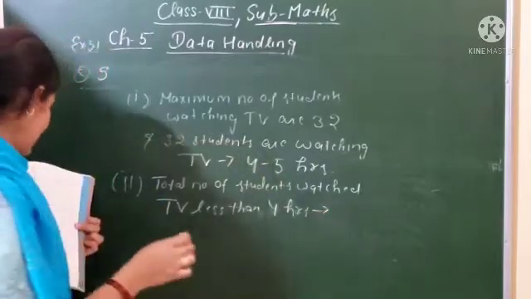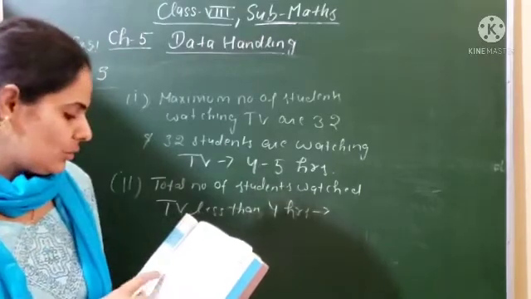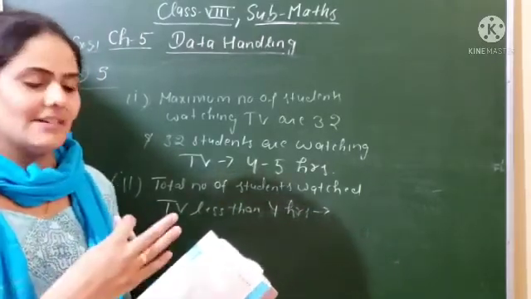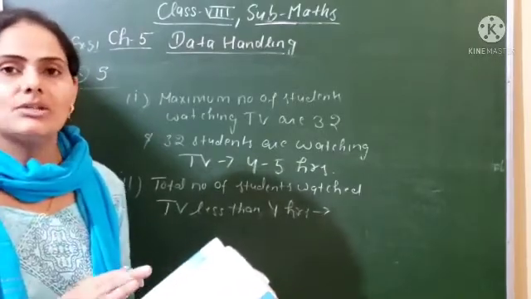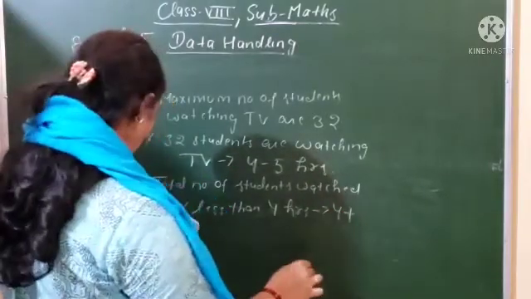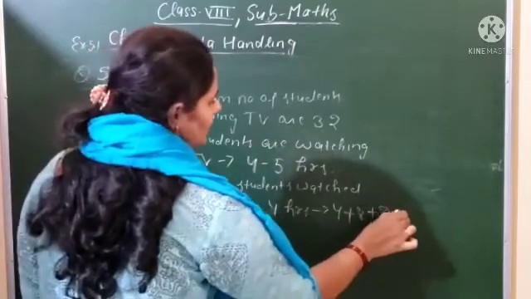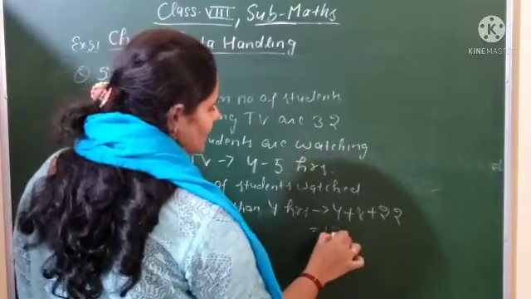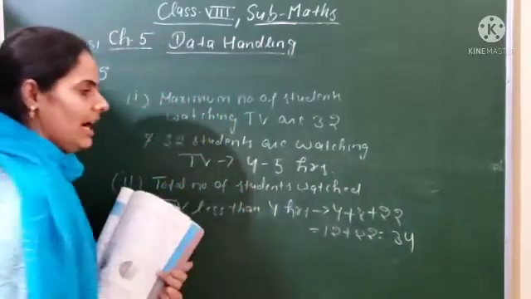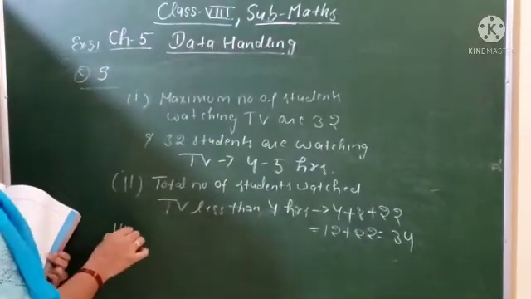How many students are there? You will include all the students who are watching TV 1 to 2 hours, 2 to 3 hours, and 3 to 4 hours, because you have to find less than 4 hours. For 1 to 2, there are 4 students, plus 2 to 3, 8 students, plus 3 to 4, 22 students. So 4 plus 8 is 12, plus 22, it will be 34 students. Clear? Now the third part.